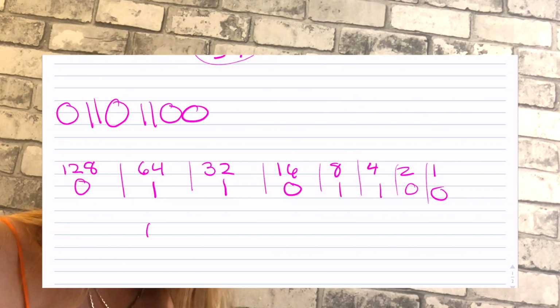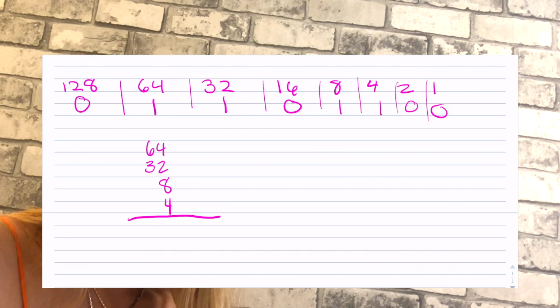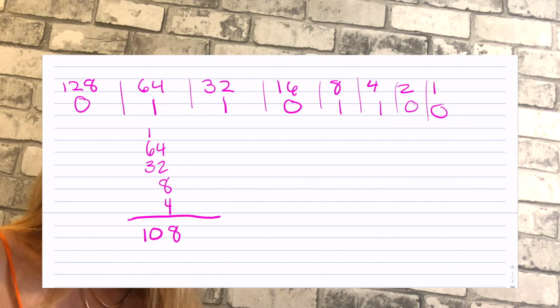Great, so we can add a 64, we can add 32, not 16, we add an 8, we add a 4, and then no 2 and 1. So 8 plus 8, 16, 17, 18, and then we've got 6, 7, 8, 9, 10. So the decimal number for this line of binary code is 108.